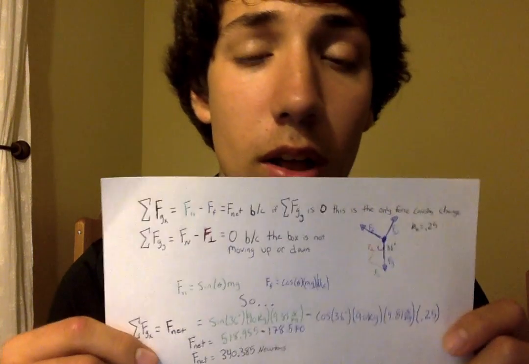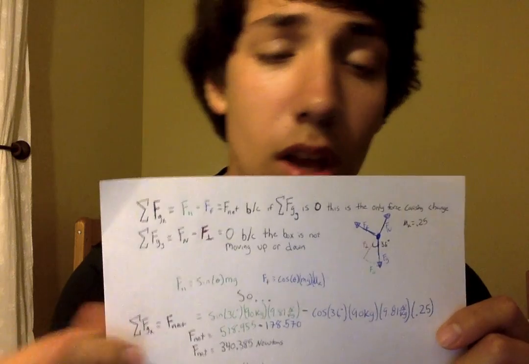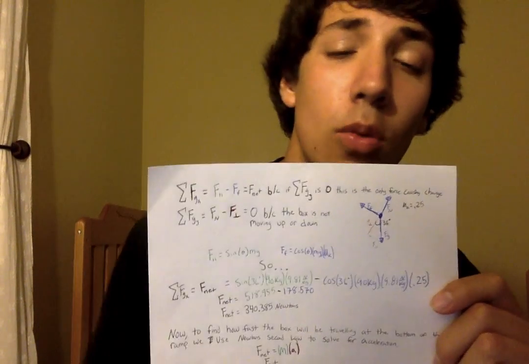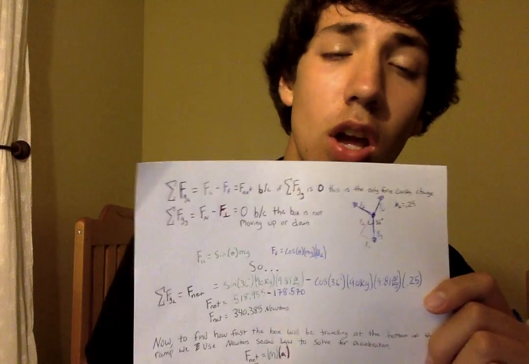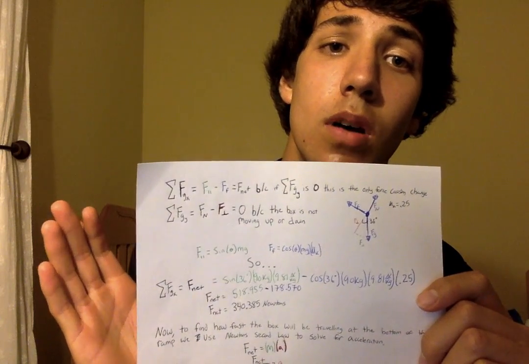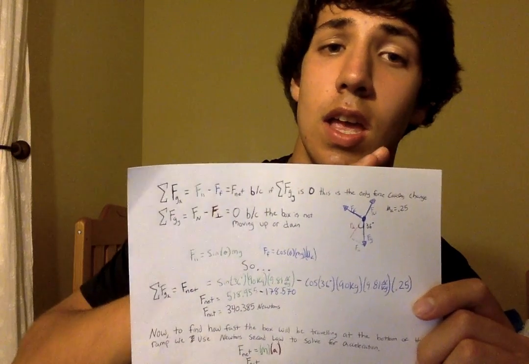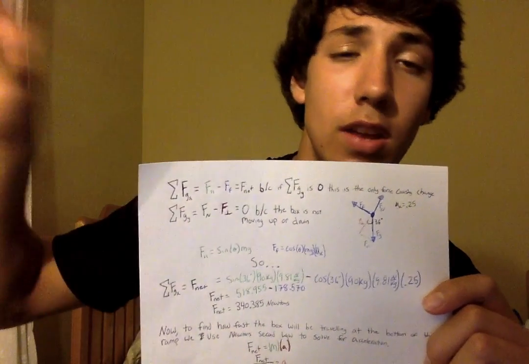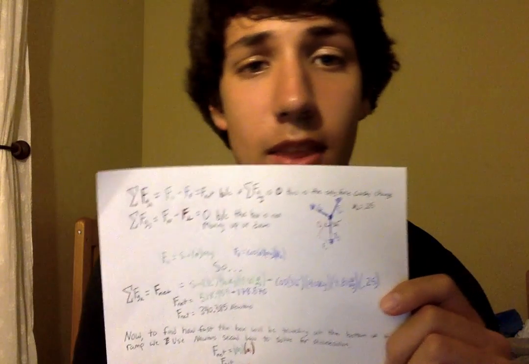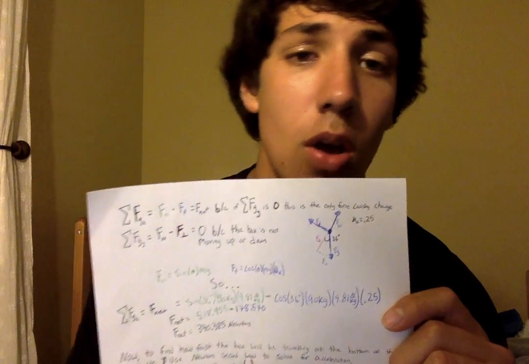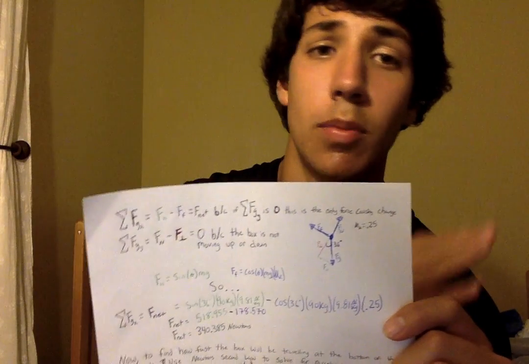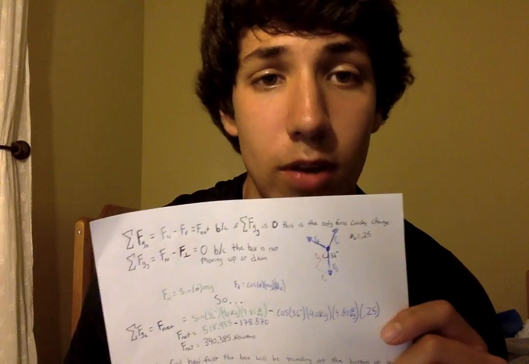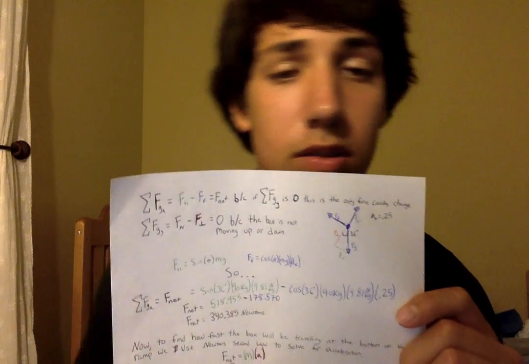So first we draw a free body diagram, which breaks down all the forces acting upon the box. So we have the normal force, which is the force pushing up through the box. And then we have the force of friction, which is pushing in the opposite direction. And then we have the force of gravity, which is pulling straight down on the box.